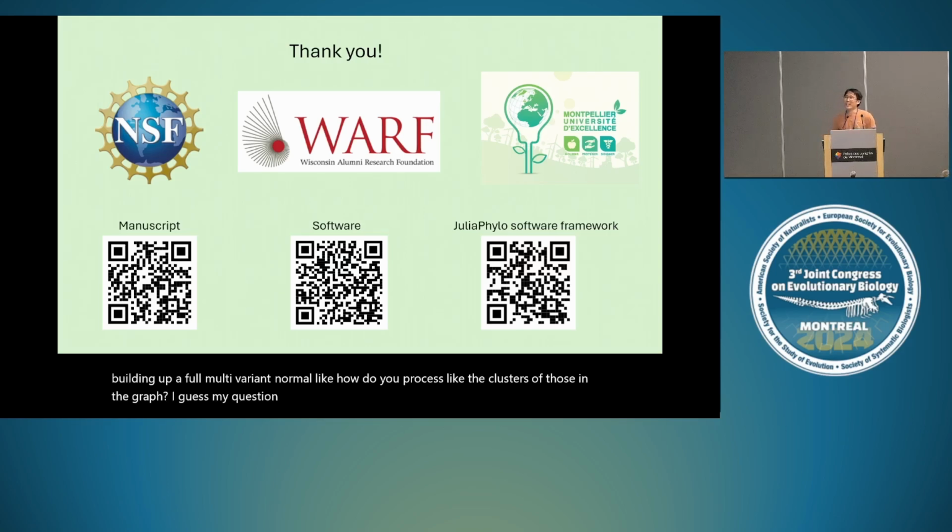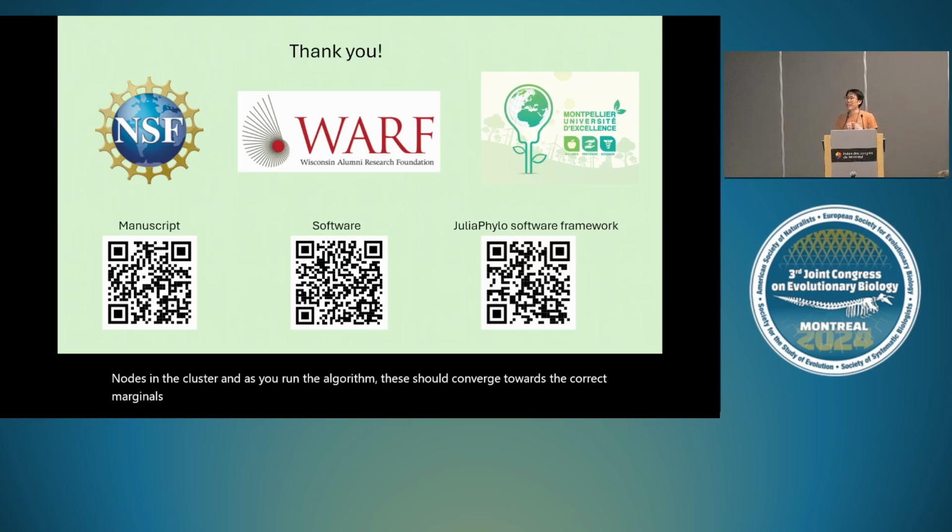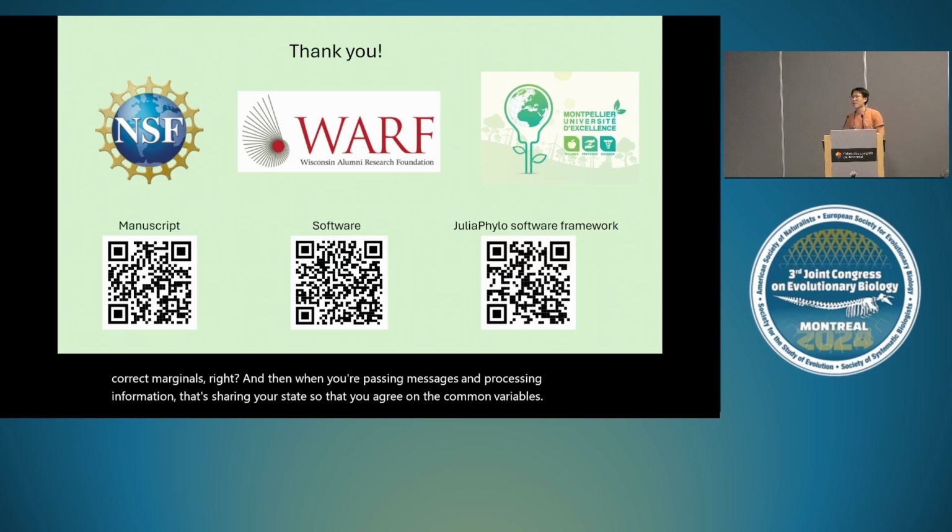Well, okay, so simply, each cluster maintains some information, and that information is kind of the local distribution, the marginal distribution of all those nodes in the cluster. And as you run the algorithm, these should converge towards the correct marginals. Okay. Right. And then, when you're passing messages and processing information, that's sharing your state so that you agree on the common variables. Yeah.